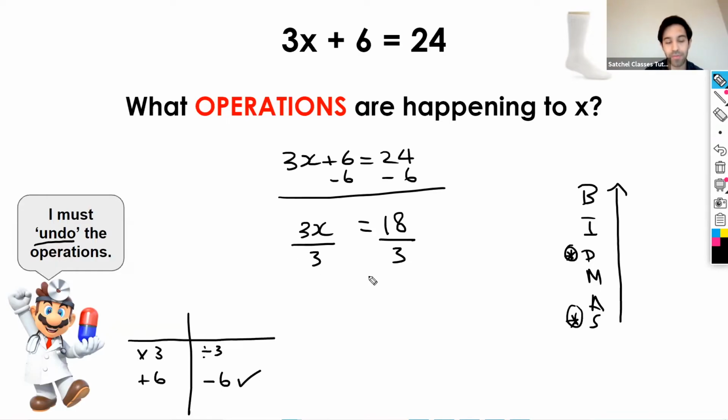So 3 divided by 3 is 1. So what we're left with is x is equal to 18 divided by 3, which is 6. And we've done this operation as well. And now if I substitute x into my original equation, let's see what we get.